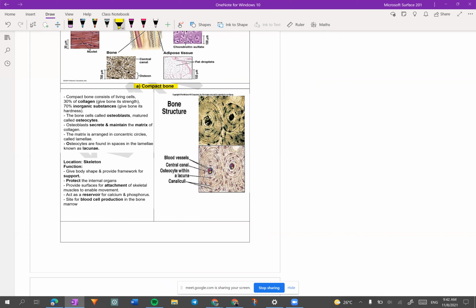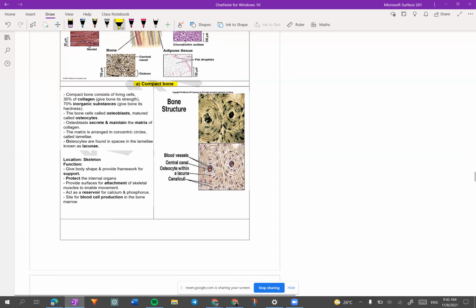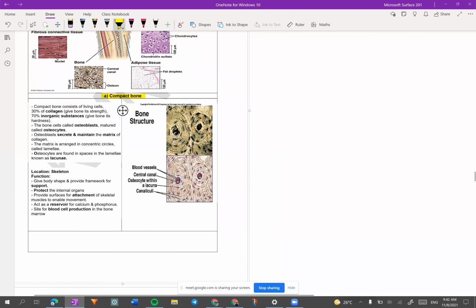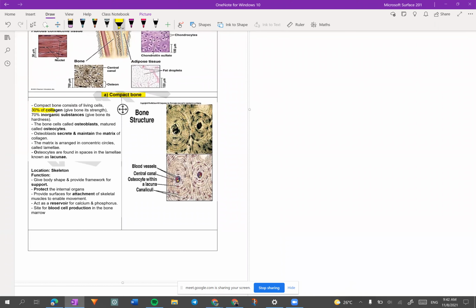There's a lot inside actually, but here it doesn't mention everything fully, I think. So what is more important is that bone actually consists of 30% collagen and 70% inorganic substances. And then you need to know the name of the cell that produces the inorganic substance and also the collagen. Okay, so the name of that cell is osteoblast.